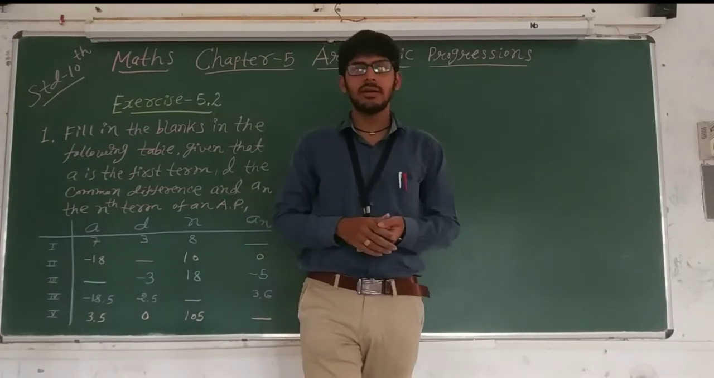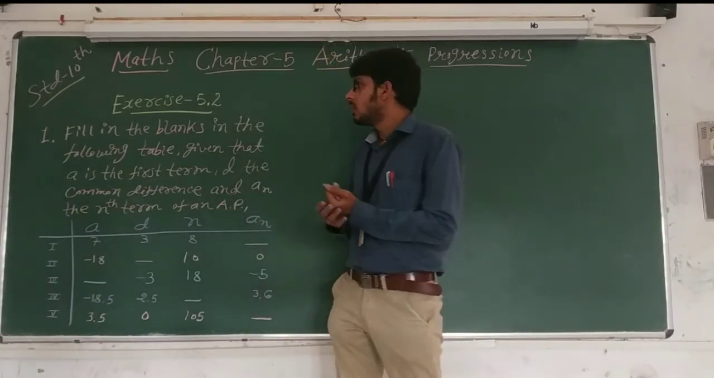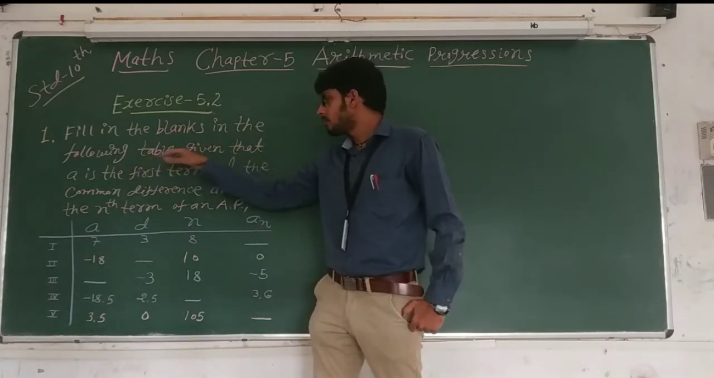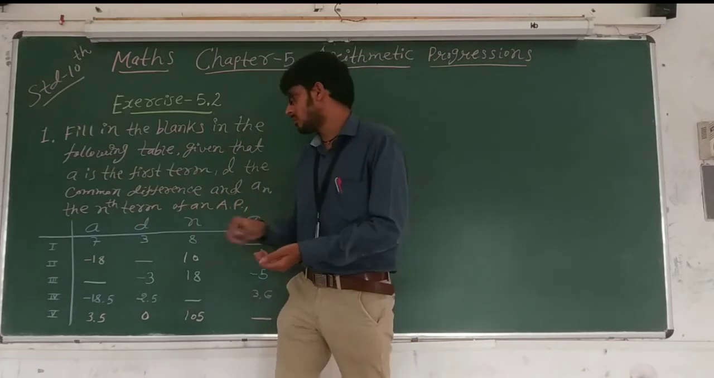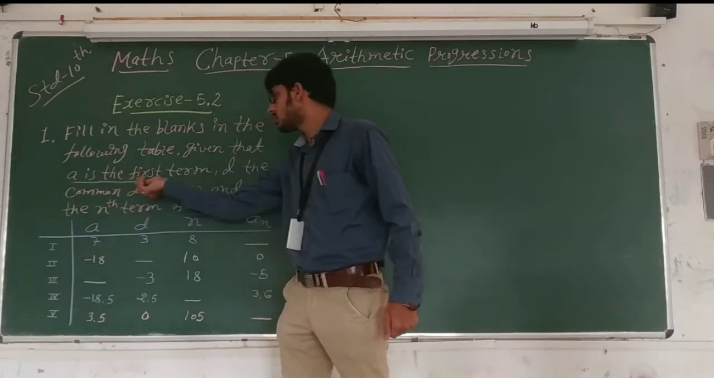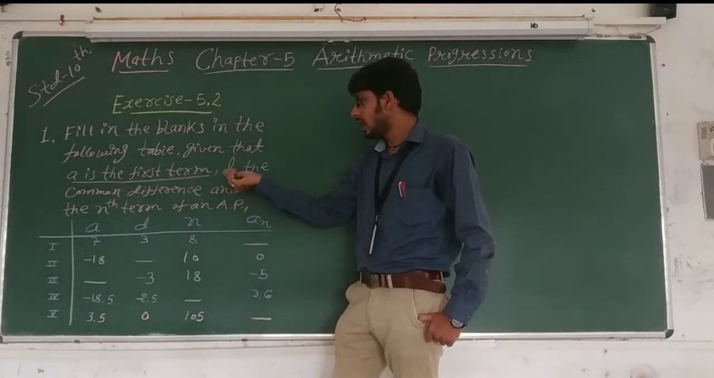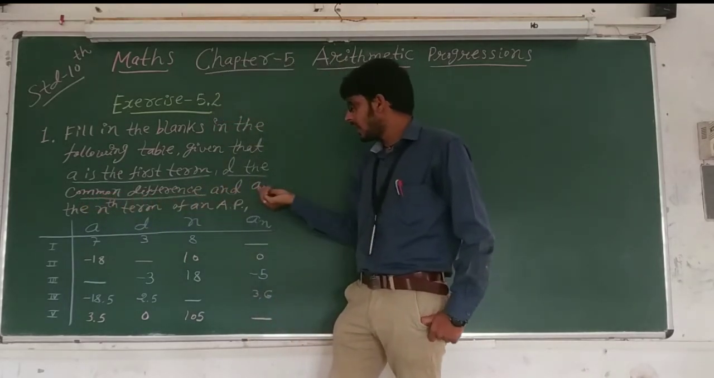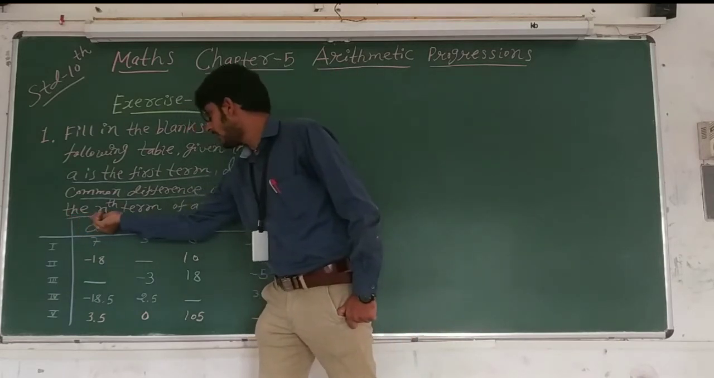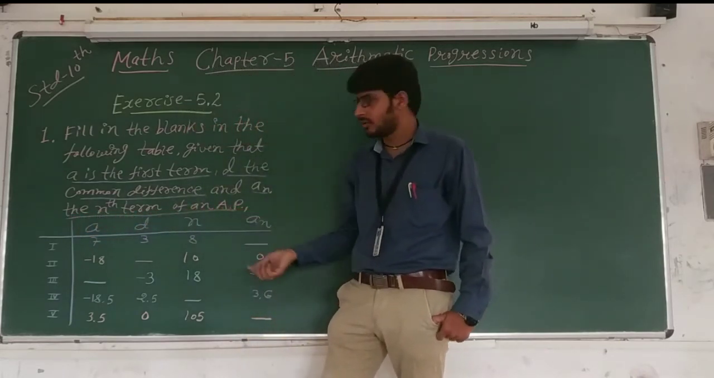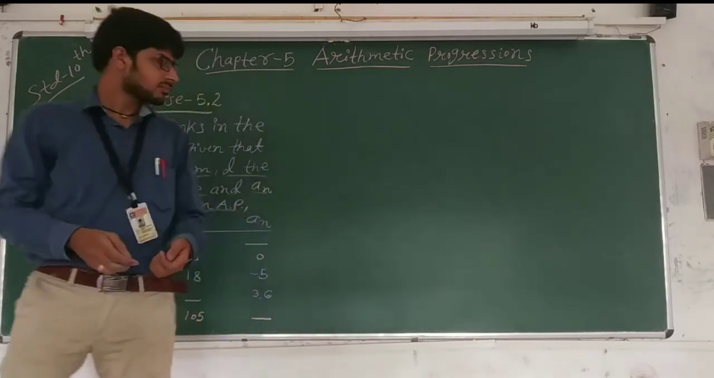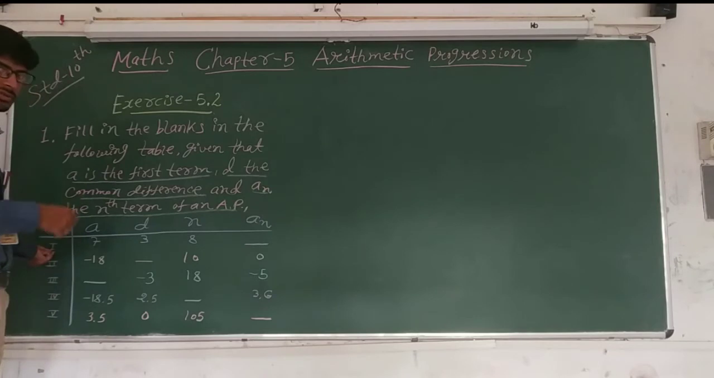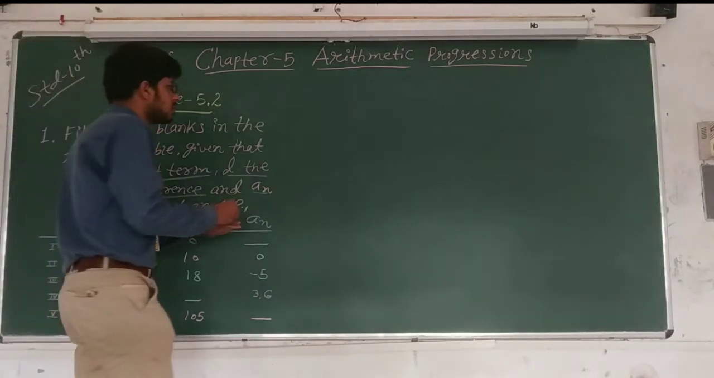Now we are going to start exercise 5.2. Okay, question number 4. Fill in the blanks in the following table. Given that a is the first term, already we have discussed in the introduction, a is the first term and d the common difference, and a_n the nth term of an arithmetic progression. We have to find out. Here there are total 5 questions. We have to start one by one. So first question number 1.